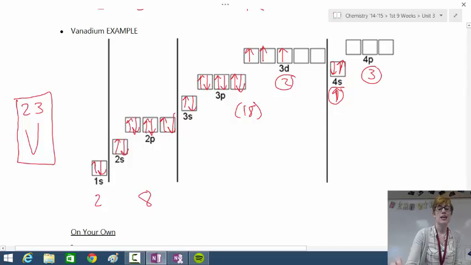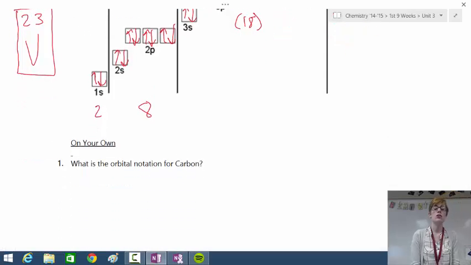What I want you to do next is I want you to do the orbital notation for carbon on your own, and we're going to go over it in class together.